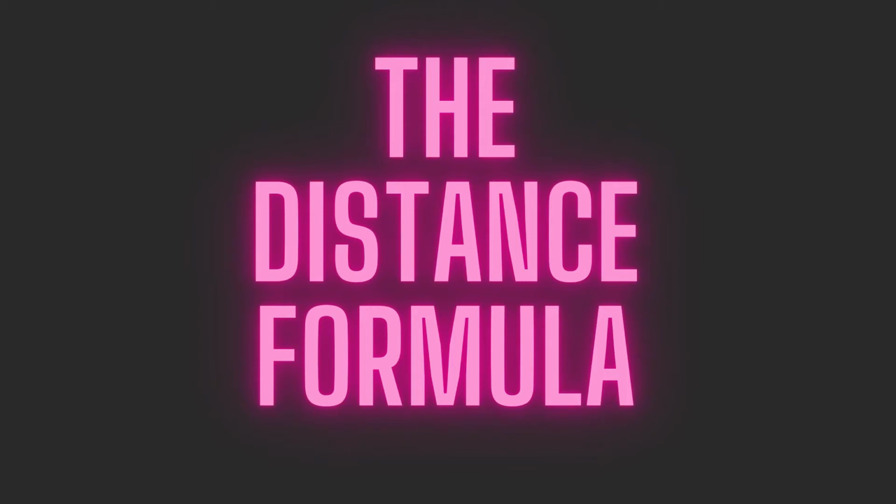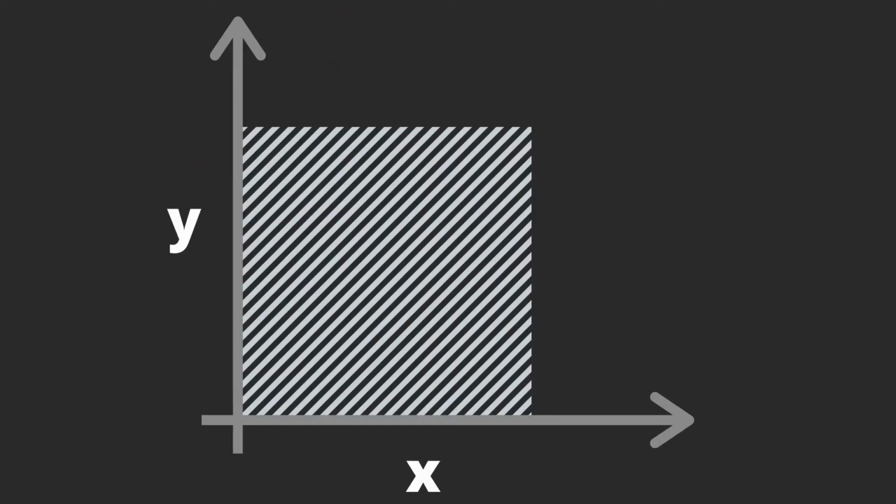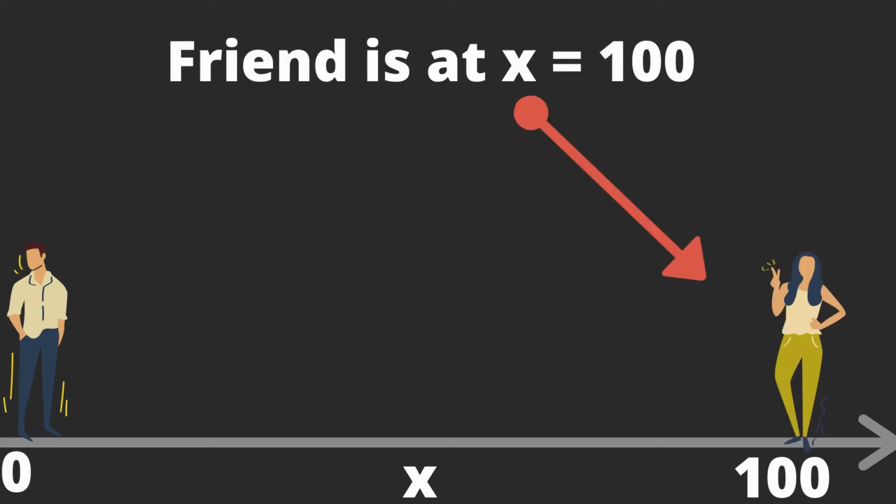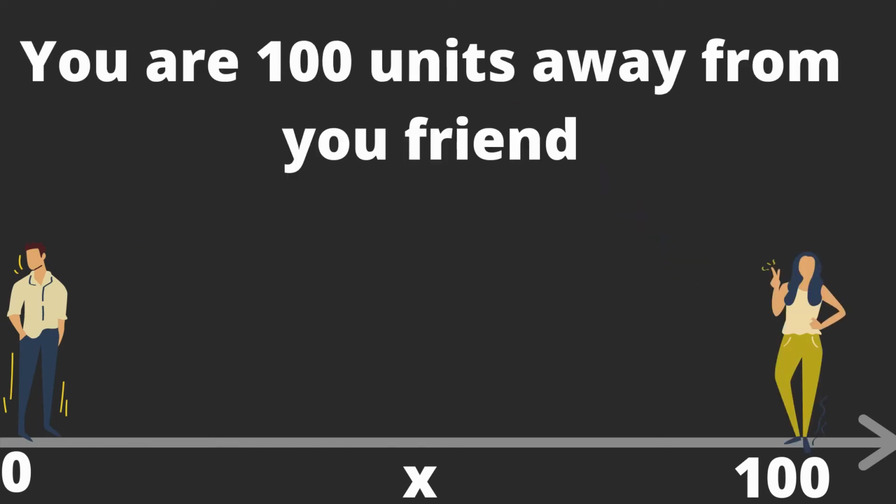In the 2D world, there is an x-axis and there is a y-axis. Together they form the 2D plane. If we take a look at the x-axis from point 0 to point 100, imagine that you're standing at point 0, and imagine your friend is at point 100. You are 100 units away from your friend. That makes sense even without math.